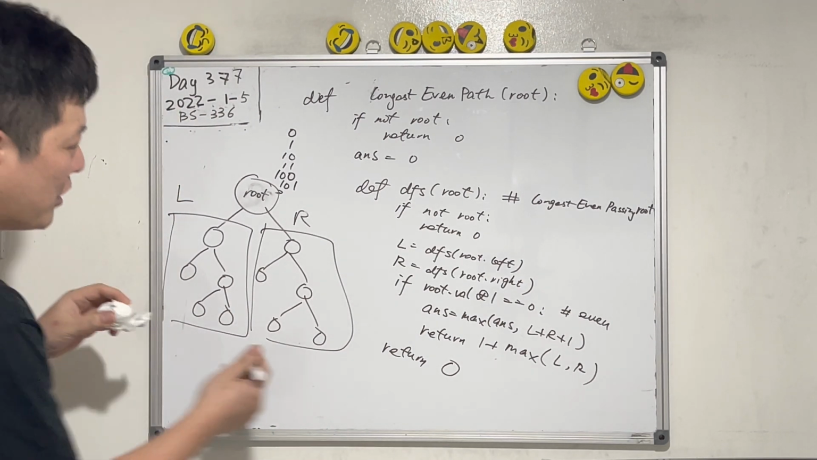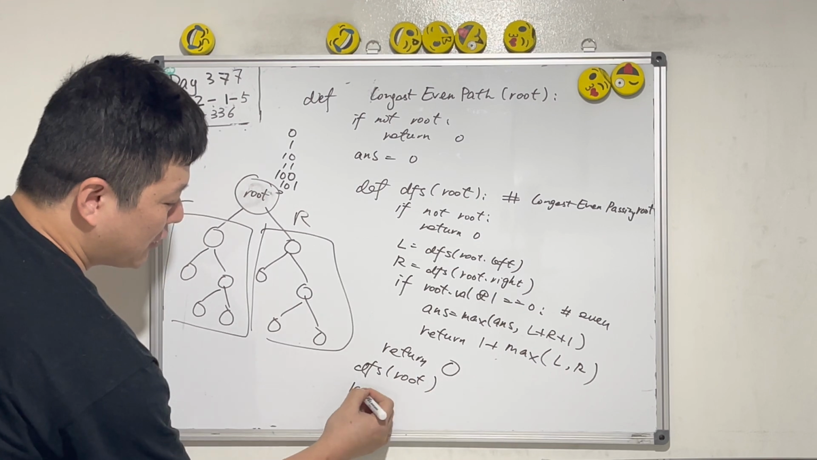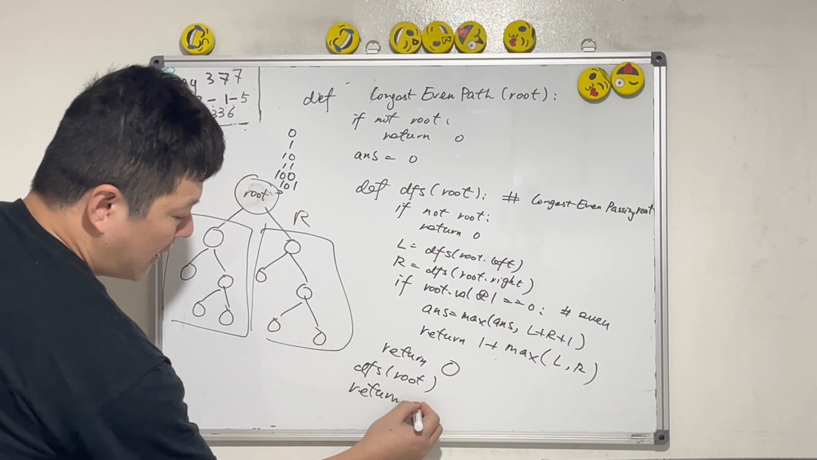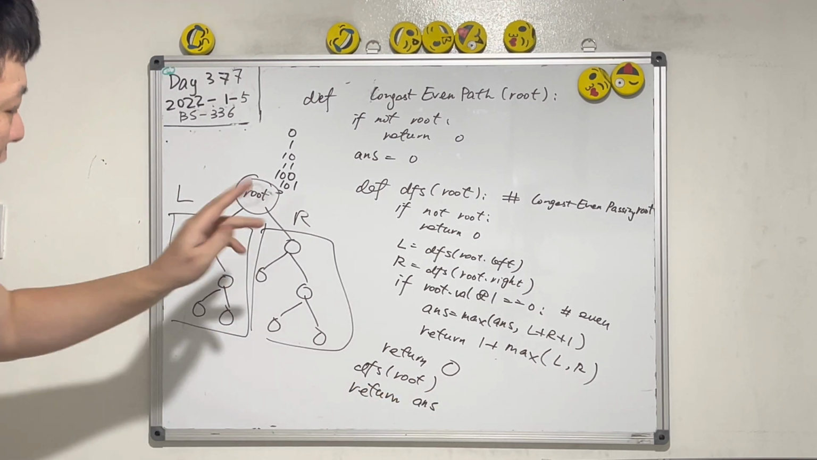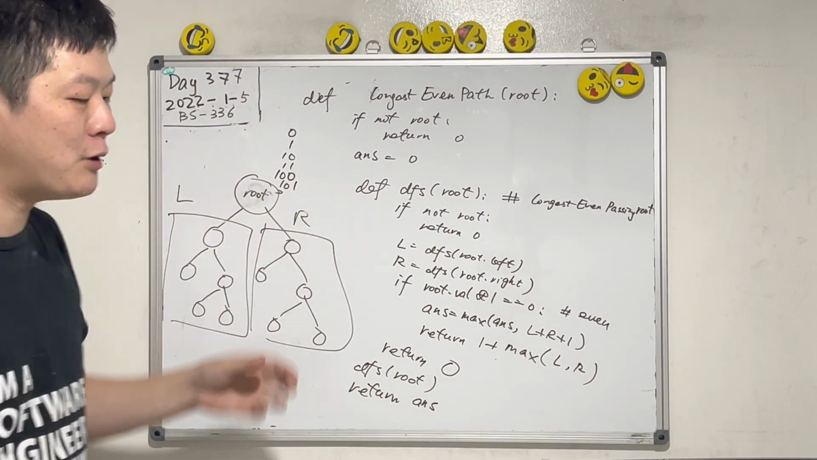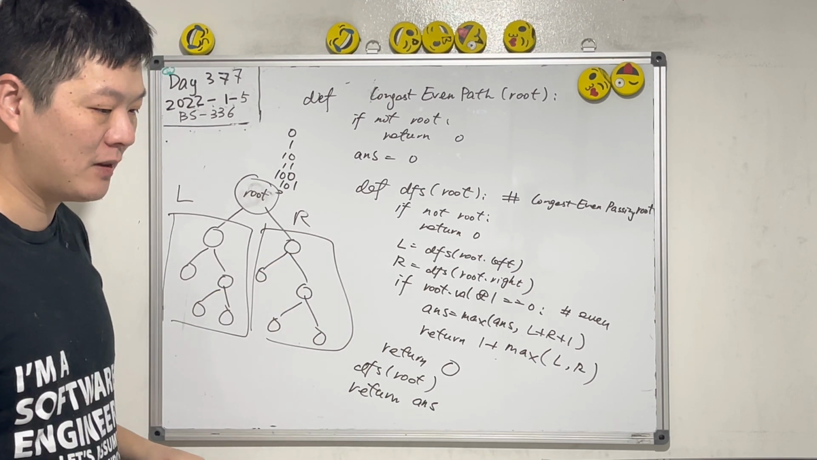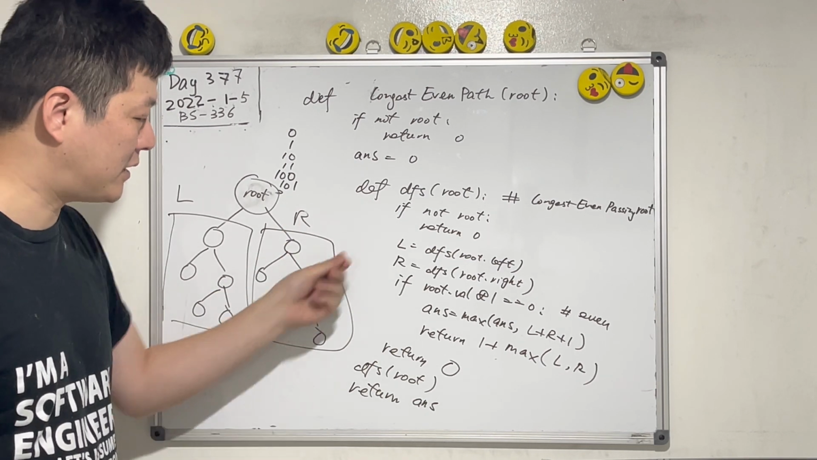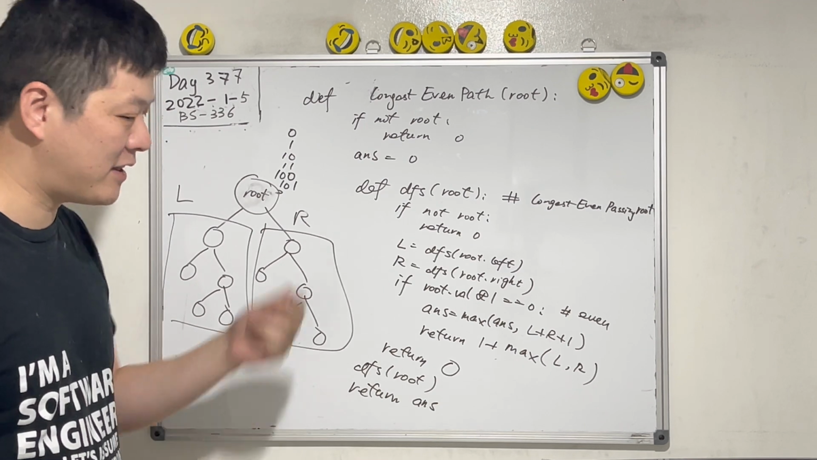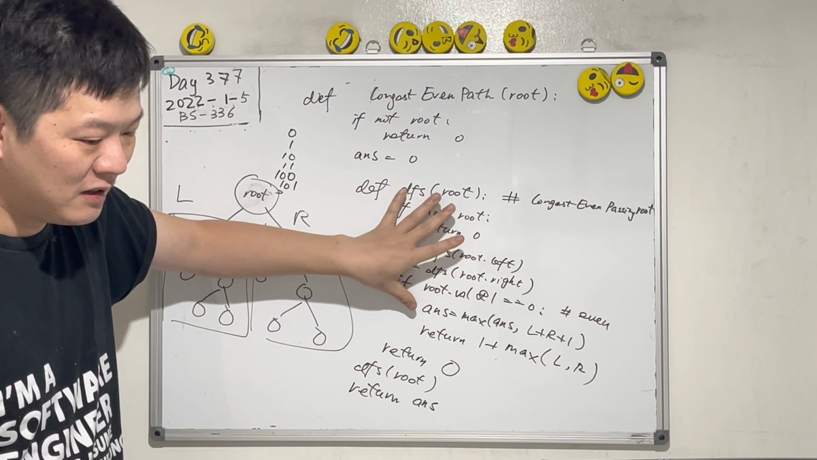Okay, so then we can do this depth search on the root. And then what should we return? The answer. Look, there are two things in this recursion function. Can you tell me what the two things are that the recursion function does? What's the first thing? What's the second thing?